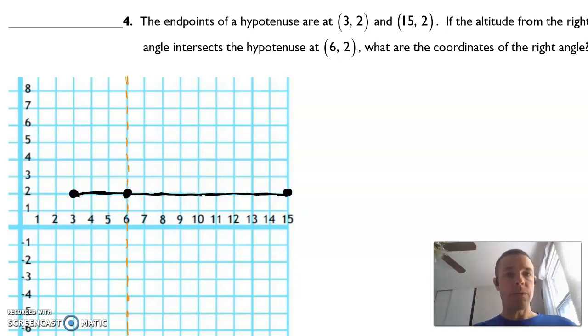On this one, I've kind of got it set up. So this is the hypotenuse, and the altitude from the right angle is going to intersect here at 6, 2. So what I know is that altitude, the vertex for the right angle is going to be somewhere on my dashed orange line. And what you have to realize is, how are we going to find where that is? Is it here? Is it up here? Where exactly is that located? See if that helps for those who have struggled a little bit so far.